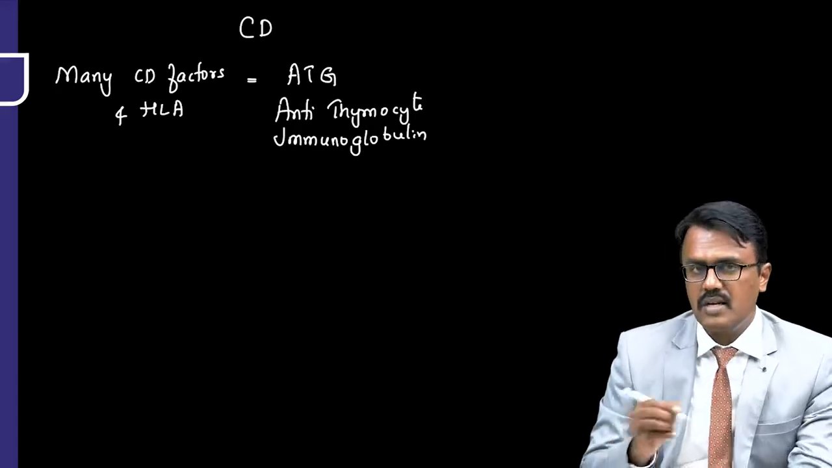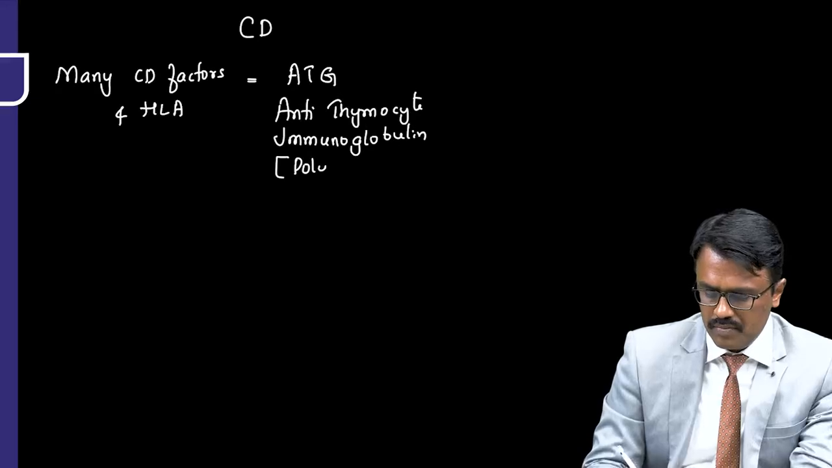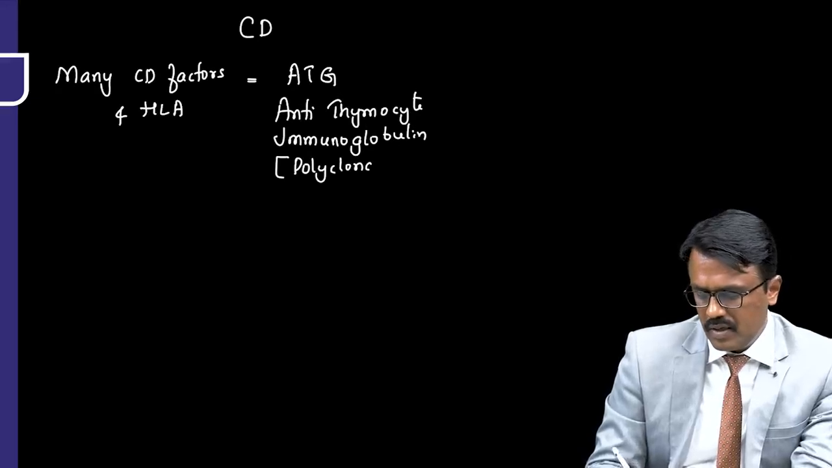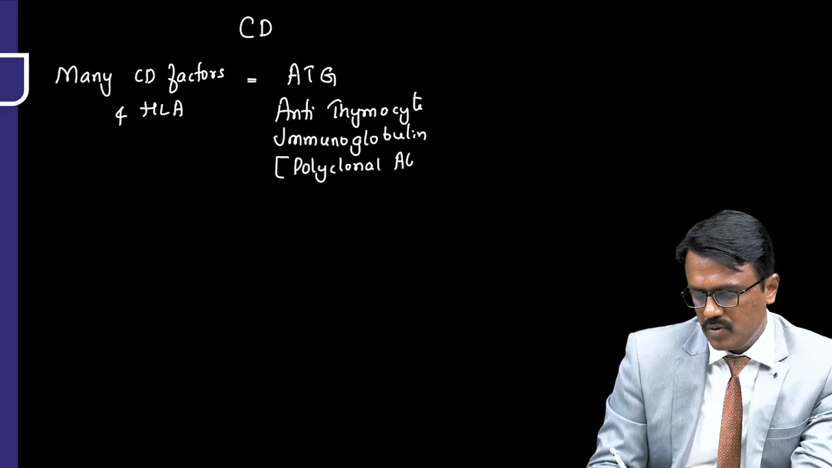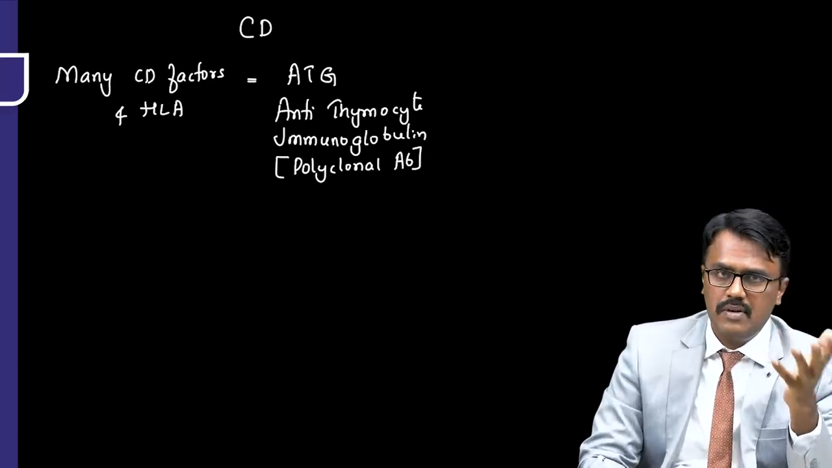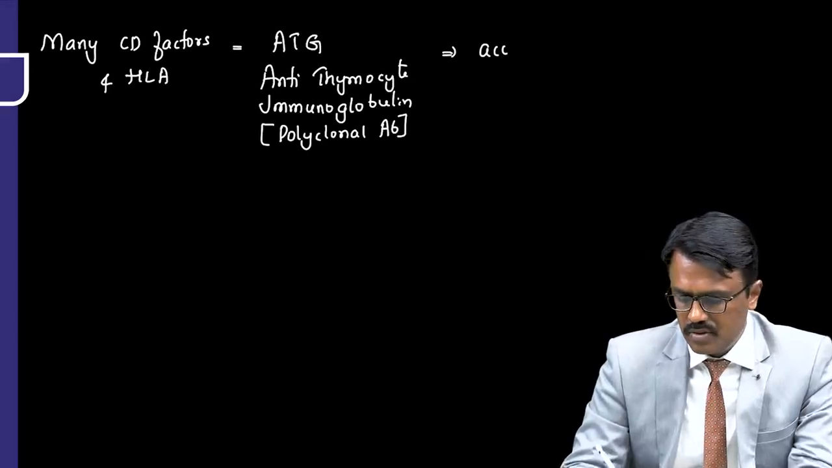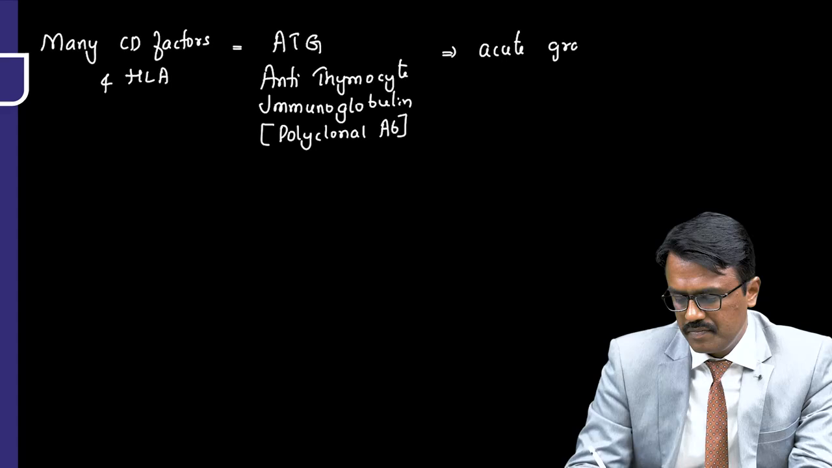Whatever we discussed till now are monoclonal antibodies. This is a polyclonal antibody, and it is obtained from horse and rabbit. That's why allergic reactions are very common with this. It is used in acute graft rejection.